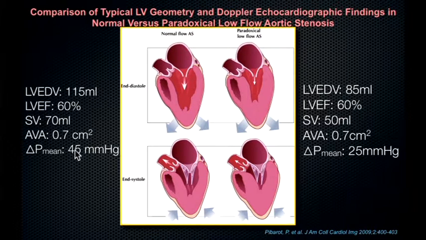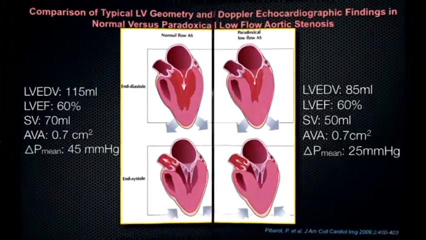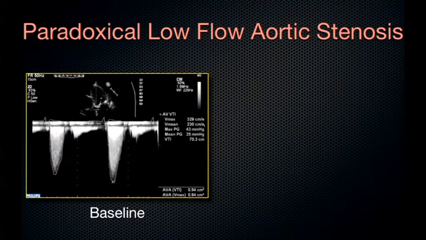However, there's an important difference in the mean pressure gradient of 45 in the normal situation as opposed to 25 in the paradoxical low flow, low gradient aortic stenosis, which is indeed what our patient had, and she had significant AS. So we decided to proceed with a stress echocardiogram to prove this, and you can see that the baseline values that we obtained were very similar to those from the referring hospital. A valve area of about 0.9, a maximum pressure gradient of 43, and a mean of 25.